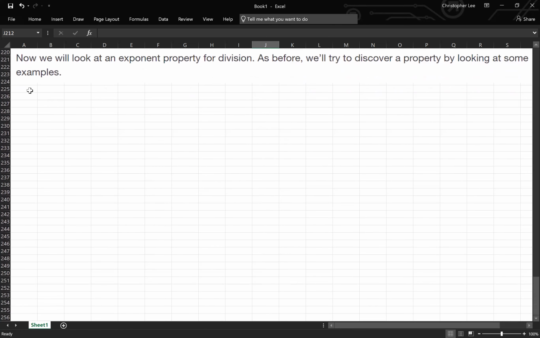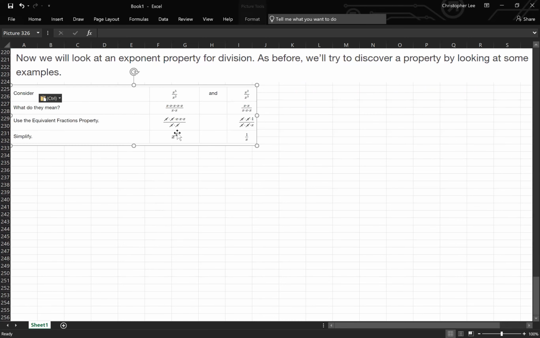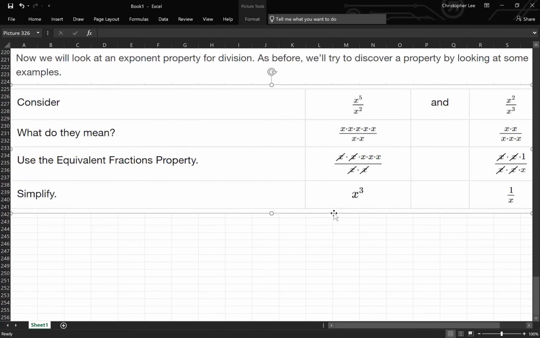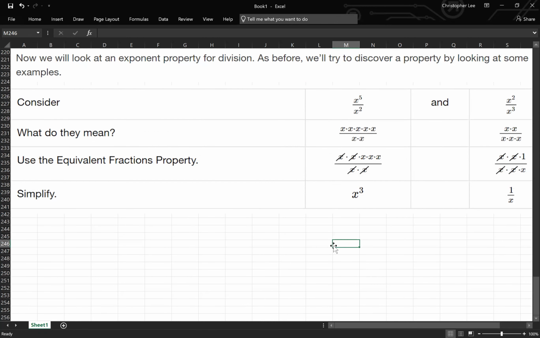So let's take a look at this. Let me make that a little bit bigger. Let's say that I had x to the fifth power divided by x to the second power, and I also have x to the second power divided by x to the third. We all know that x to the fifth power is just x times x times x, like five x's, and x to the second is just x times x.